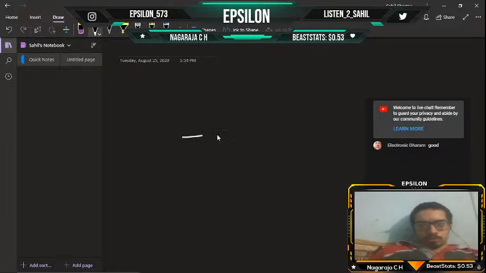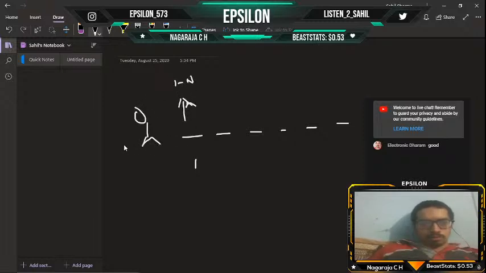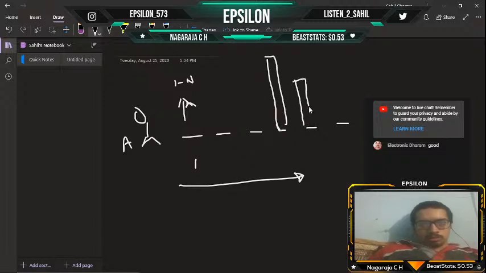We are given n buildings, and each building has a height from 1 to n. There is a person A standing here. He is watching the buildings from this side, and if there is a decrease in heights, he will only be able to see up to this.